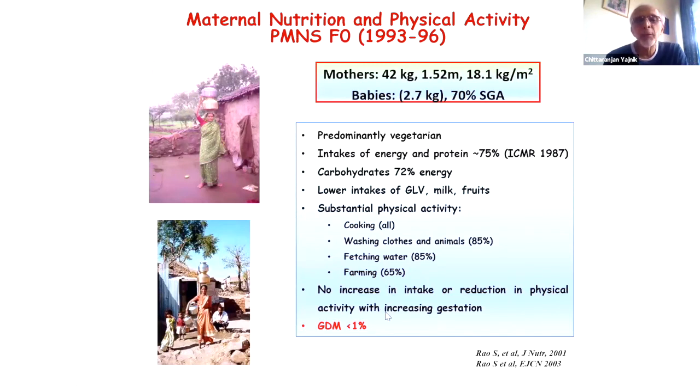And there was very little gestational diabetes, less than 1%. This is not true today. Their daughters have 20% gestational diabetes. We are not going to go into the next generation much, but that is the rapid change that has happened.